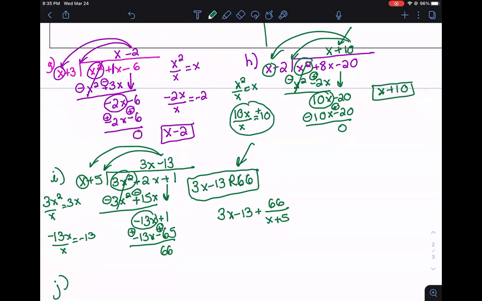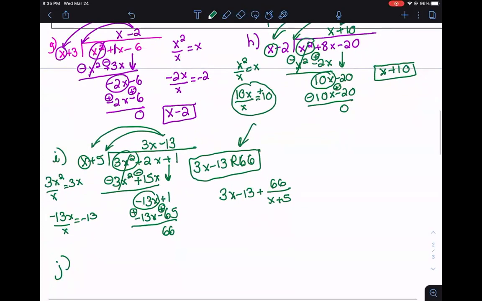If it was negative, you would write minus. So if it was negative 10x, let's say, then you would write negative 10 on the top. I'm just including the sign there. That's all that's happening. Okay, thank you.